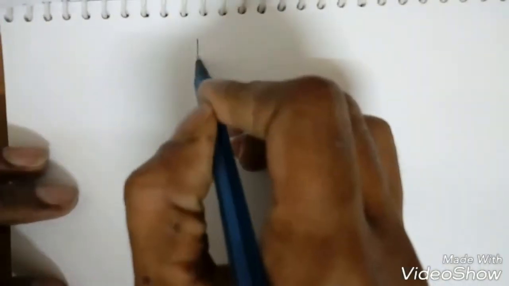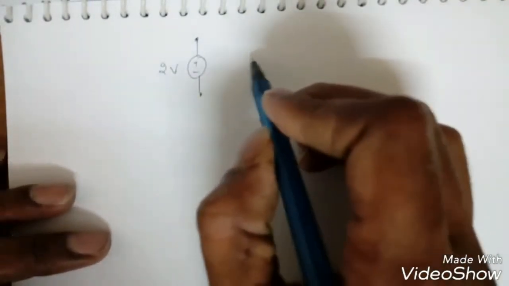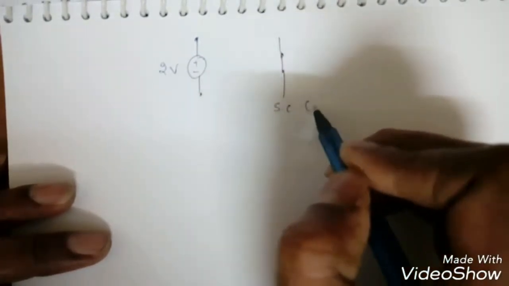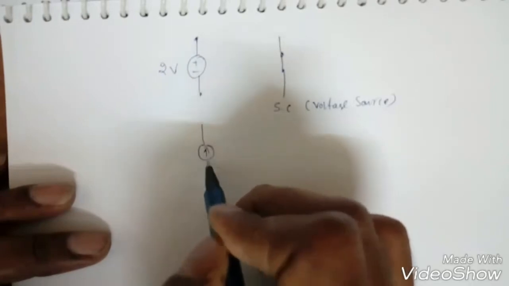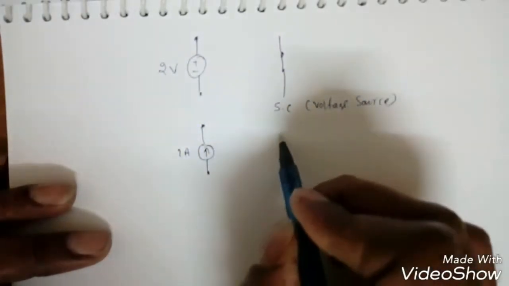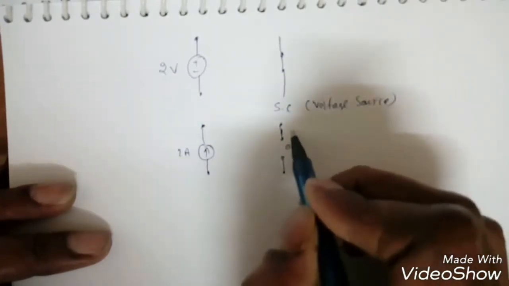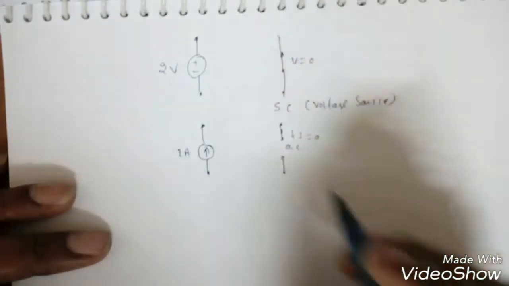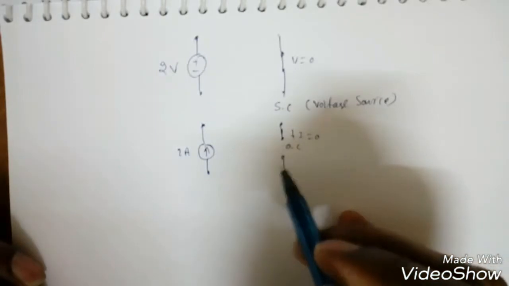Suppose we have a voltage source, say a 2 volt voltage source. To make it inoperative, that is to make voltage 0, we need to do a short circuit. Remember, short circuit the voltage source. Similarly, if you have a current source, this is 2 ampere or whatever, to make current 0, we need to make an open circuit. If I make a short circuit, the voltage becomes 0. So this is how to make sources inoperative: voltage 0 means short circuit, current 0 means open circuit.